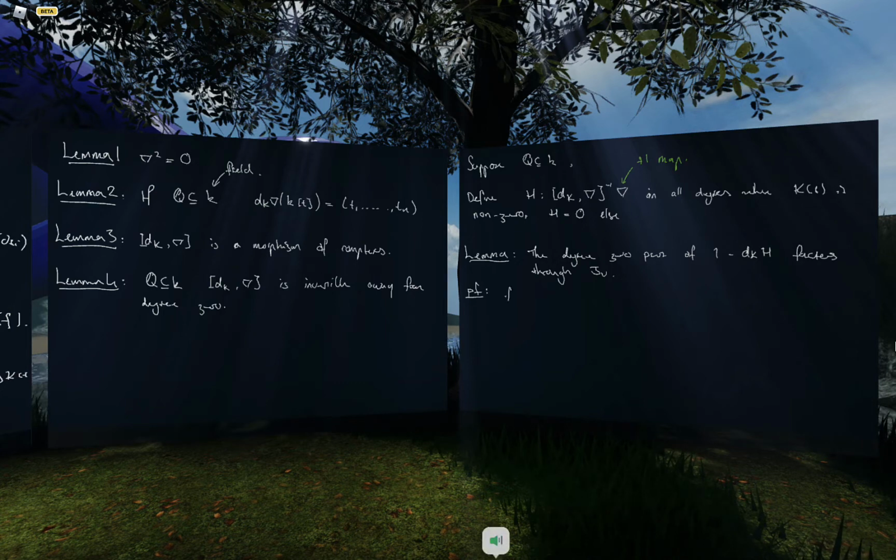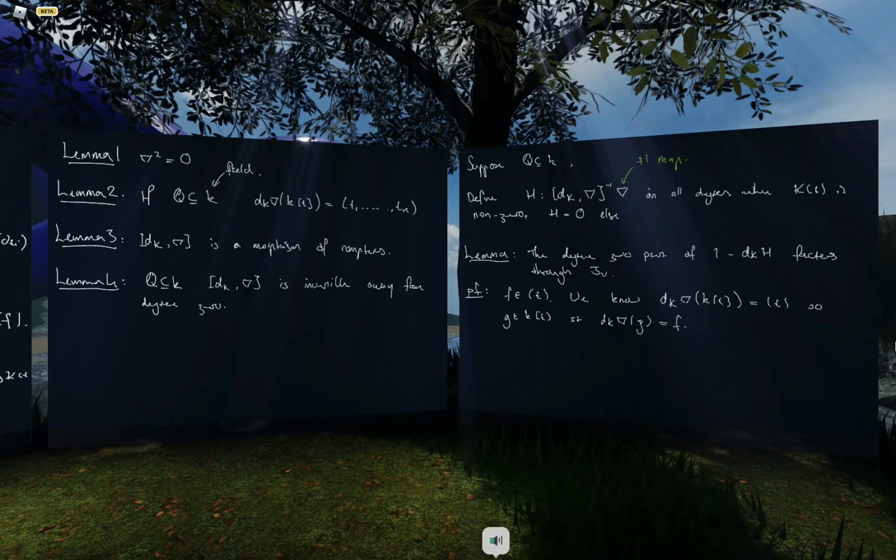Okay, so to show that, we need to show that some f in this ideal is 0. So we know, by a lemma that I wrote up on the previous board, that dk nabla of kt is this ideal. So we can take some g in kt such that dk of nabla of g is equal to f.